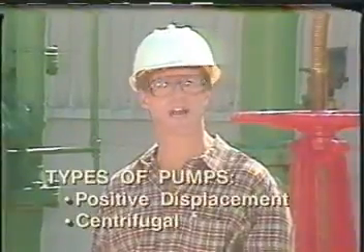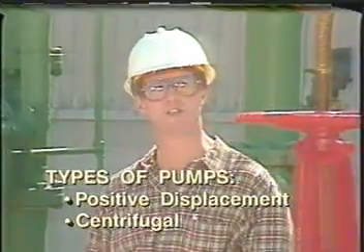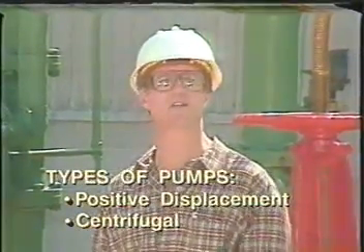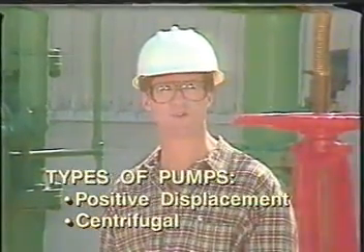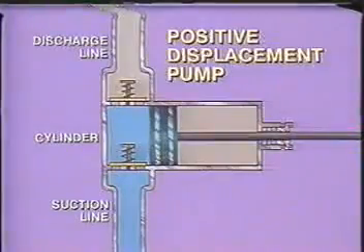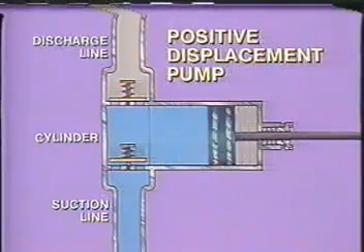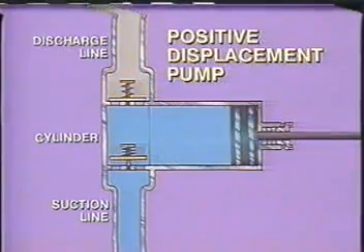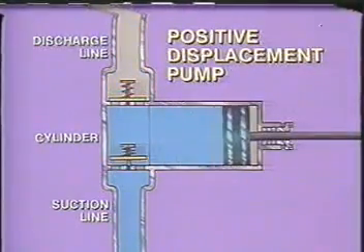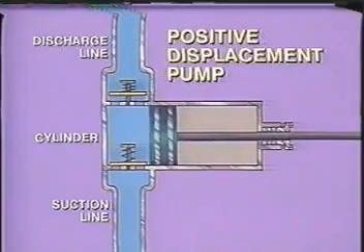There are several types of pumps, but generally they can be placed into two classifications: positive displacement and centrifugal. Positive displacement pumps operate by reducing the volume of space within the pump that the liquid can occupy. The piston forces the liquid from the cylinder into the discharge line. This type of positive displacement pump is called a reciprocating pump.